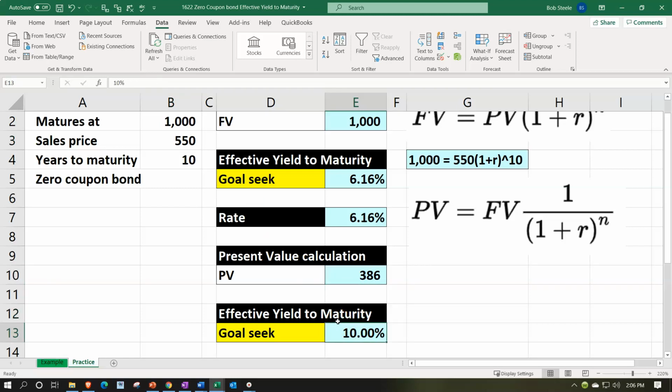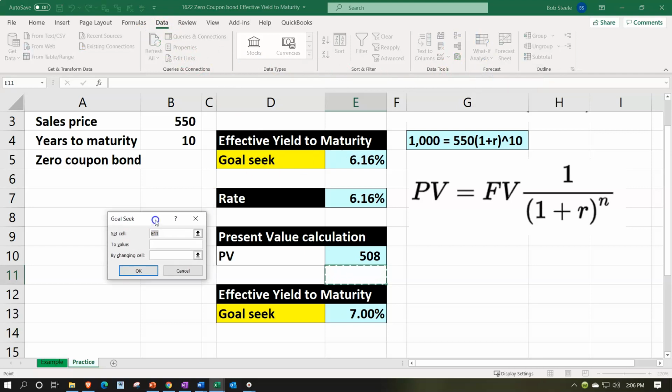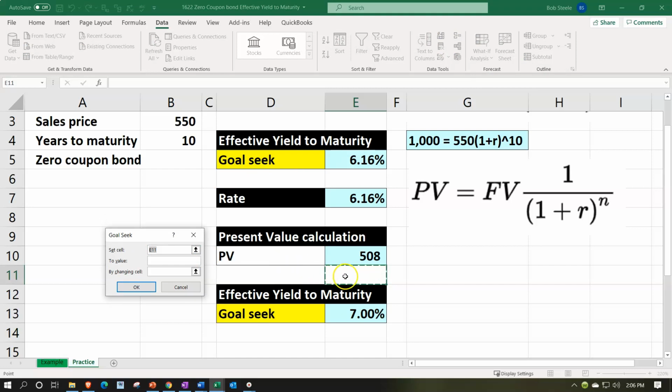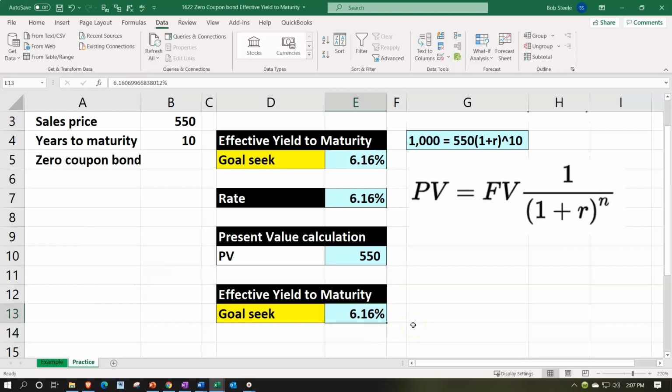We could start to do that manually, of course. We could say, well, what if this was 7%, and so on. We get pretty close. Now let's ask Excel to do it. We're going to say Excel, Data tab up top, Forecast, What If Analysis. We have another goal that we would like you to seek. And what's the goal? We want to set that cell right there, the present value, to be what we know it should be, 550, by changing the rate cell involved, the 7%. So then we're going to say OK. And then it does it again. There we get back to that 16.16%.